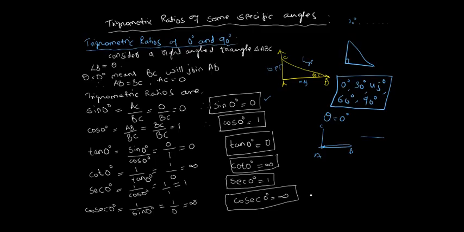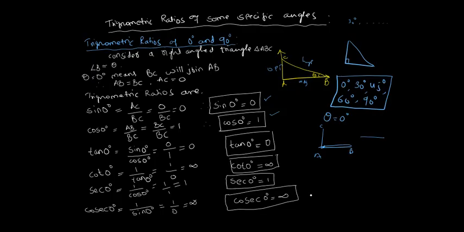So adjacent is AB, which can be replaced by BC because AB is merged with BC. BC by BC equal to 1. So we get cos 0 equal to 1. Next, tan 0 equal to sin 0 by cos 0.